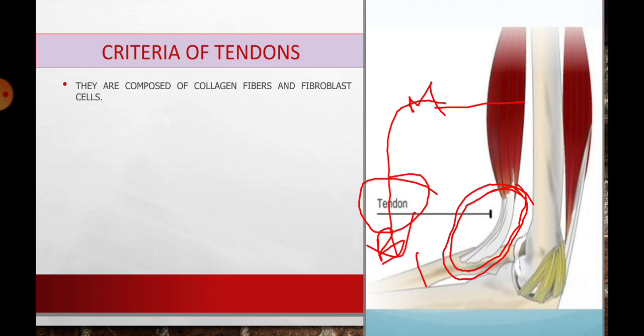And for this kind of structure, tendons are very much prone to injury. When they are injured, they don't get nourishment so easily, as there is less blood flow, and that's why when tendons get injured, they take a long time to recover.